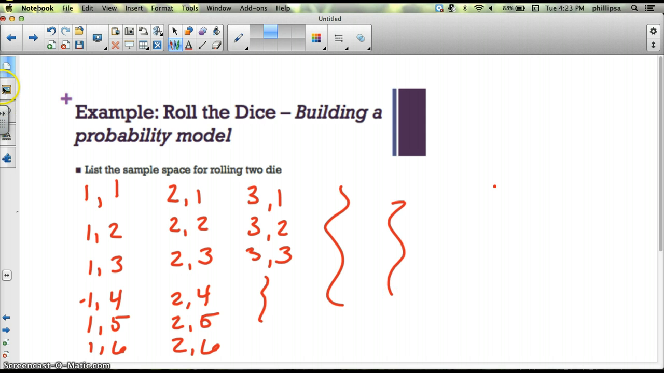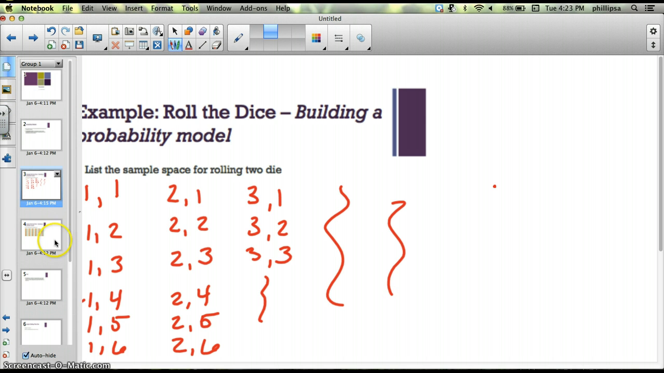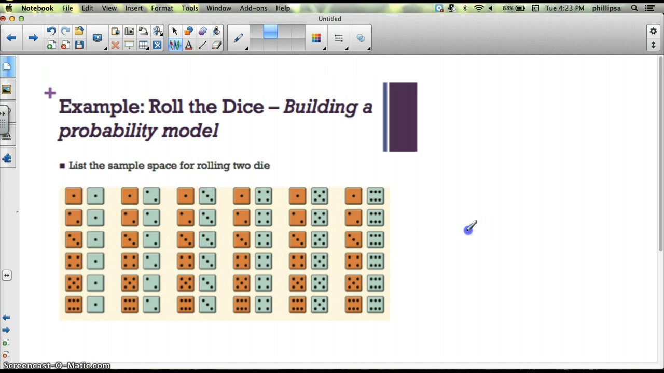And as a really fancy model, I will show you this. But clearly, if you had to list out a sample space, it would be very time consuming to draw little individual dice, so you wouldn't realistically do this, but it's a nice little picture to look at. In looking at our sample space, we can clearly see that we have 36 possible outcomes in rolling two dice.